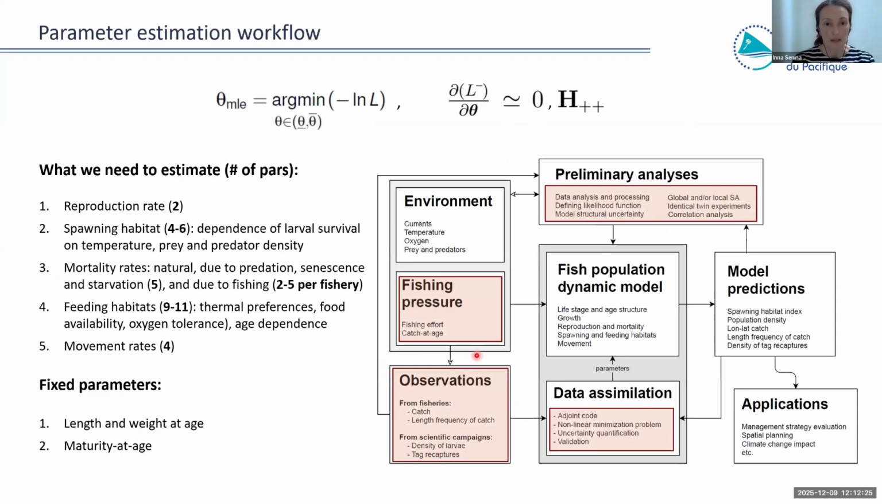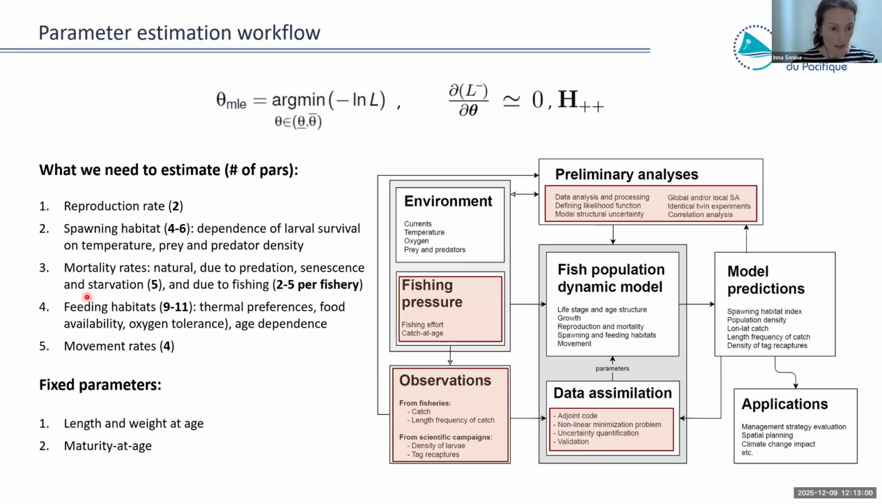The parameter estimation is done just as in stock assessment modeling, with the maximum likelihood estimation approach. What are we estimating? A limited number of parameters. Here is the list, and in the parentheses you see how many parameters. They are so few because the parameters represent the responses or links to the environment, how it impacts different processes.